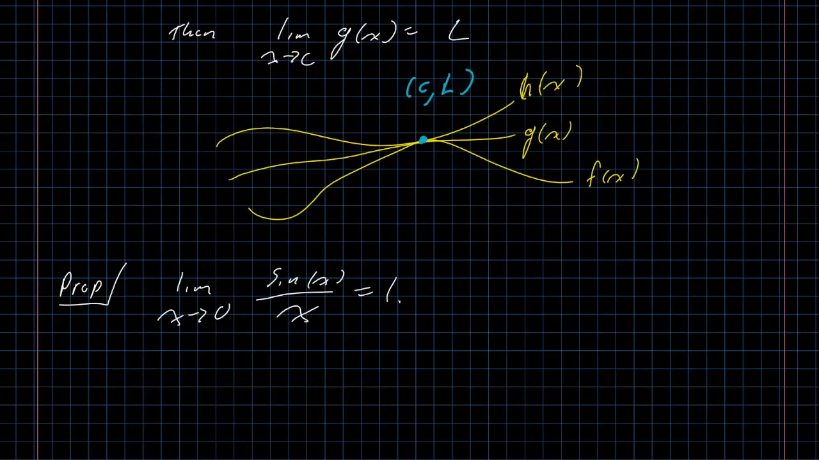Because we need the squeeze theorem for exactly one limit. We need to use the squeeze theorem to show that the limit as x approaches 0 of sine of x divided by x is equal to 1. That is the only thing we are going to use the squeeze theorem for in this course.